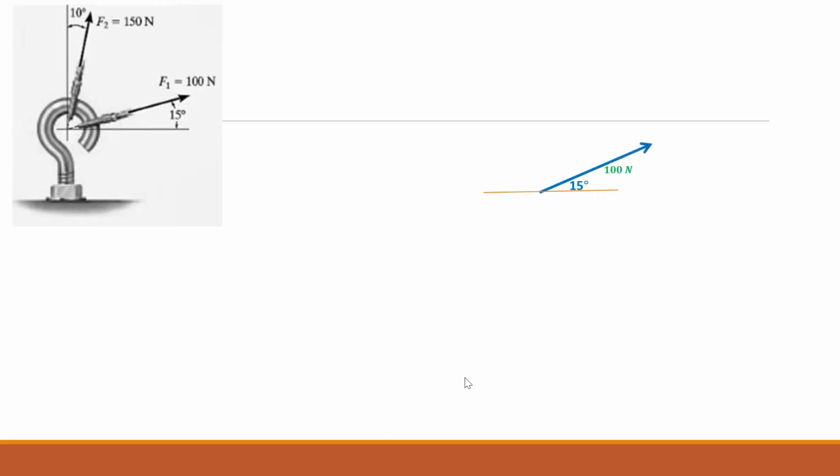We can draw the vector diagram starting from maybe 100 or 150, doesn't matter. 100 is making 15 degrees from the horizontal axis, so it will look like this. Then you have to draw the 150. 150 is making 10 degrees. So this is 10 degrees. So it's going like that.